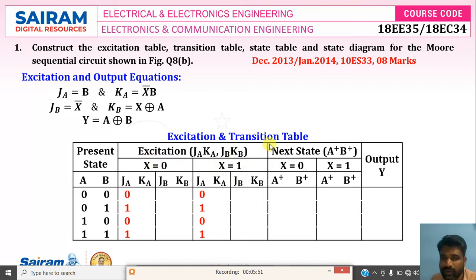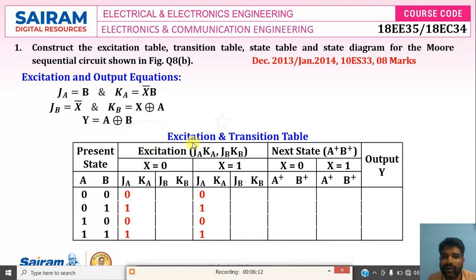And here I have included next state also. So this table is together called excitation and transition table. Transition table means next state section. So here A plus, B plus, when x is equal to 0, x is equal to 1, and output only one column because output depends on only present state.